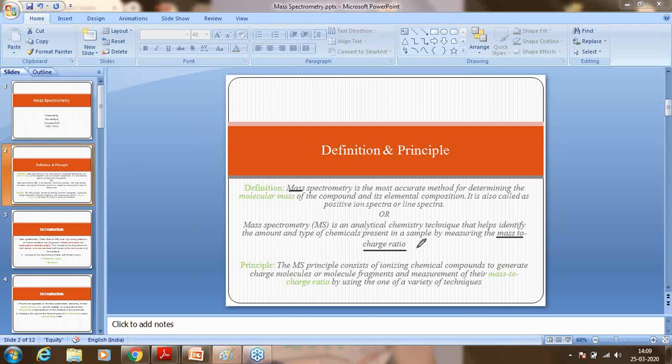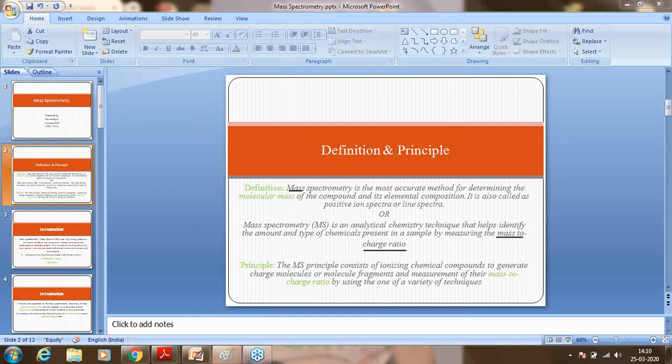Whose mass to charge ratio? Whose analysis is going to be done? जिसकी हमको analysis कर रहे हैं, उसकी हमको यहाँ पे mass to charge ratio देखना है, right? कैसे देखेंगे? So firstly the sample will be converted into the fragments, or we can say into the ionizing fragments, and after the conversion into the fragments or the charged species, its mass to charge ratio will be identified.